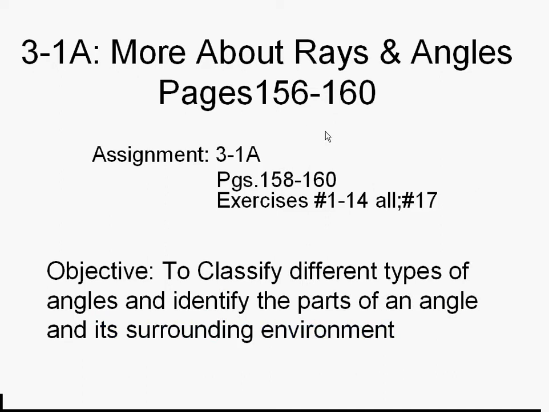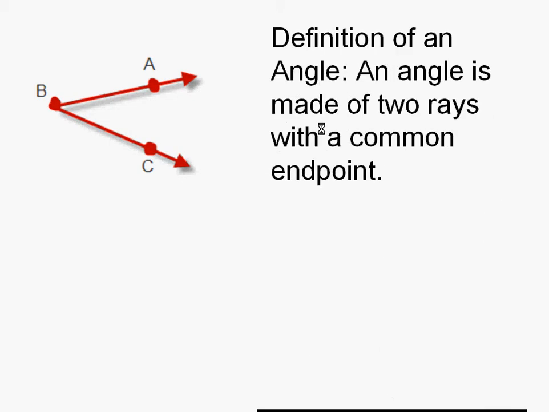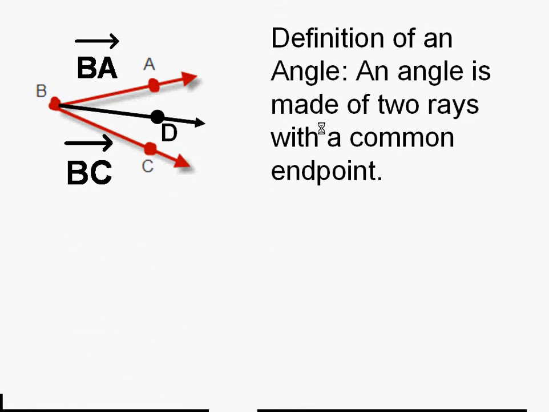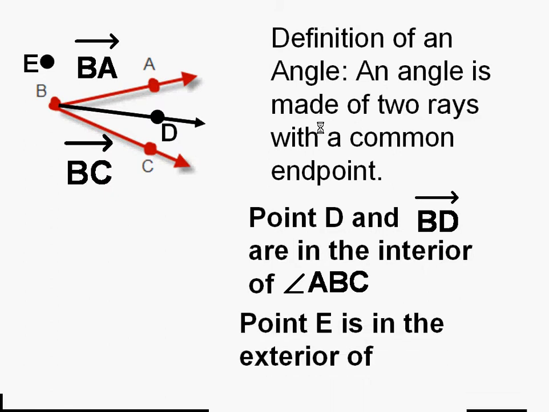Okay, so if I look at this angle ABC, we see that the definition of an angle is made up of two rays with a common endpoint. Well, we've got ray BA, we also have ray BC, and the common endpoint is B, which we call the vertex. Now, if we put another ray in there, call it BD, we see that point D and ray BD are in the interior of angle ABC. Let's throw in point E, and point E is in the exterior of angle ABC.